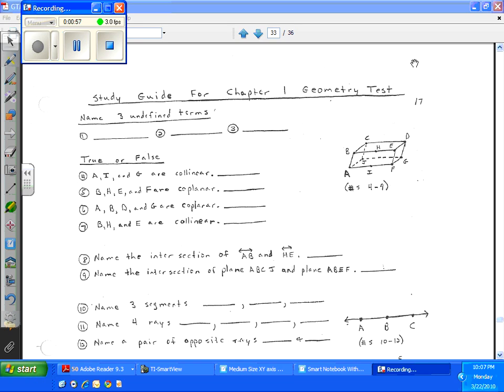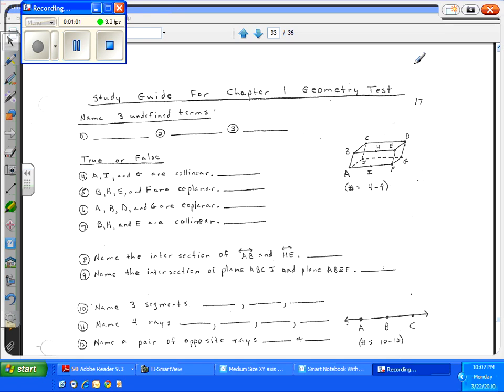So we began the study of geometry with undefined terms. Those undefined terms were point, line, and plane. The reason that we called those undefined terms is because they really have no size and shape. Remember that a point was a location from algebra, like to the left 3 and up 4, so it represented a certain location in the coordinate plane.